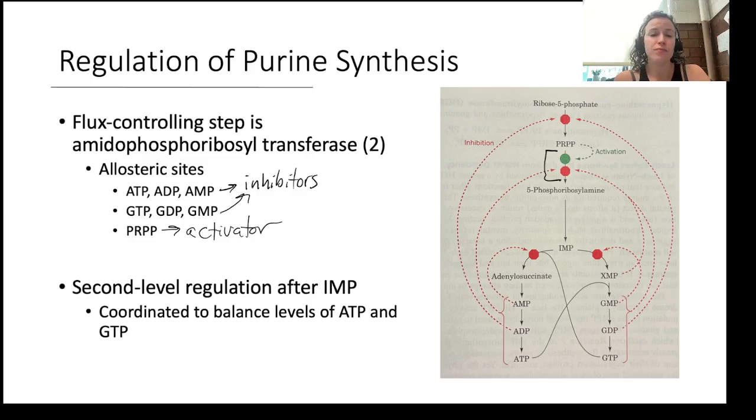Recall also, though, that PRPP is used in a variety of other metabolic pathways. So there is kind of a second level of regulation, because when we're thinking about this pathway where we're making both AMP and GMP, we might want to make sure that the levels of those two things are equally balanced between themselves, because generally we're going to need about the same amount of AMP as we will need GMP to synthesize, for example, new DNA.